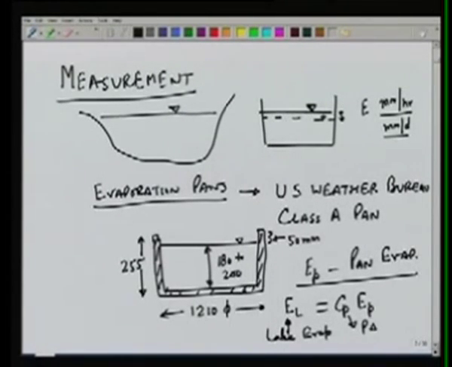Cp is the pan coefficient, and its value will depend on the type of pan which we use. For example, for a US Weather Bureau Class A pan, Cp value is generally around 0.7. This means that whatever evaporation we get from the pan, we have to multiply with 0.7 to get the lake evaporation, which implies that the pan evaporation is generally higher than the lake evaporation. And there are lots of reasons why pan evaporation is higher than the lake evaporation.